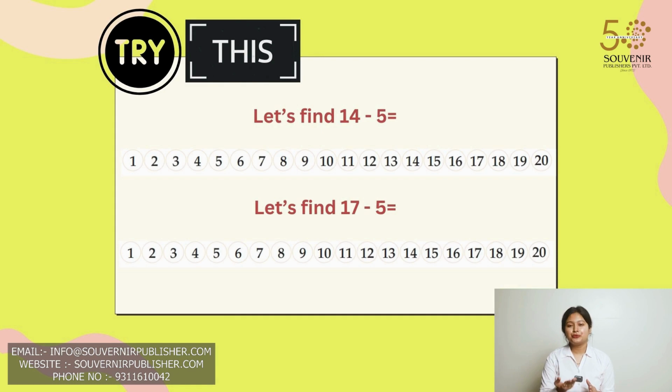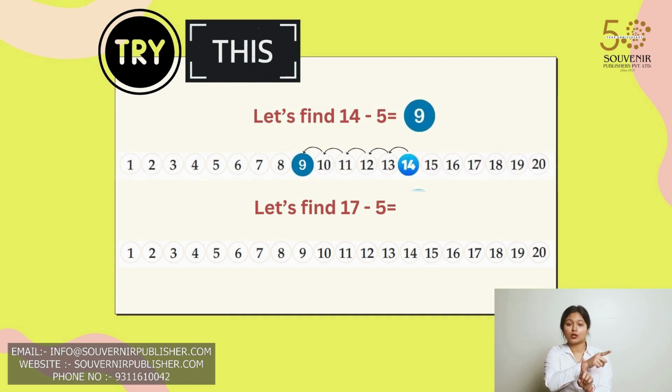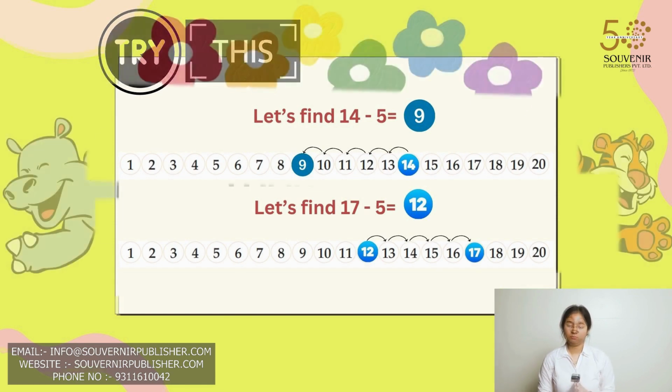Students, now it is for you to try how we are going to subtract 5 from 14 and 5 from 17. So what we are going to do, we are going to place our finger on 14 and jump 5 times backward. What are we going to get? 9. Right? We can do the same for 17 minus 5. So we are going to put our finger on 17 and then move 5 steps backward and we'll get the answer 12. Thank you all.